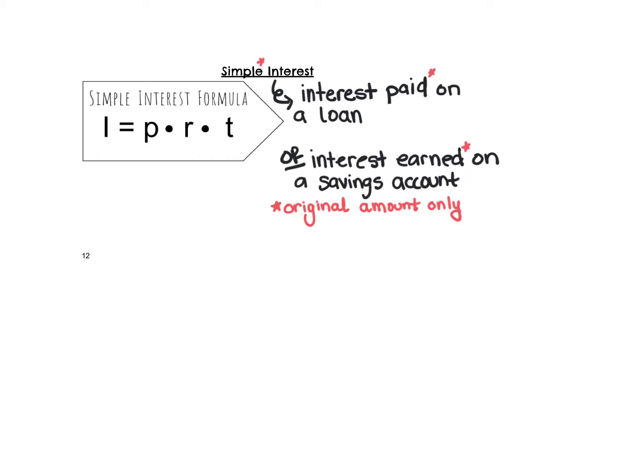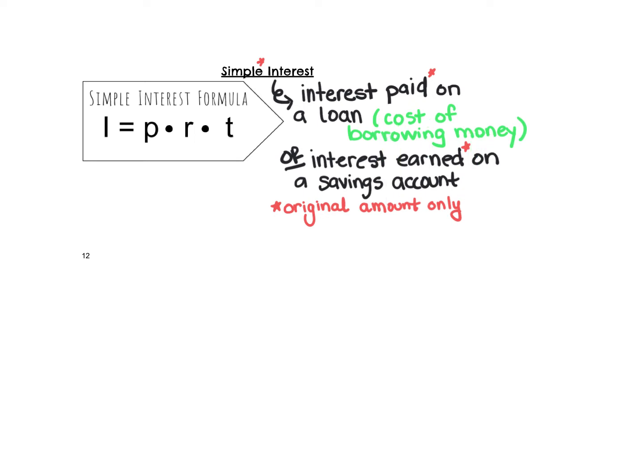It's important to note that the simple part of the interest paid or the interest earned is on the original amount only. So if you borrow $600, you're only paying interest on that original $600 that you borrowed, or if you have $1,000 in your savings account, simple interest only calculates it on that original $1,000.